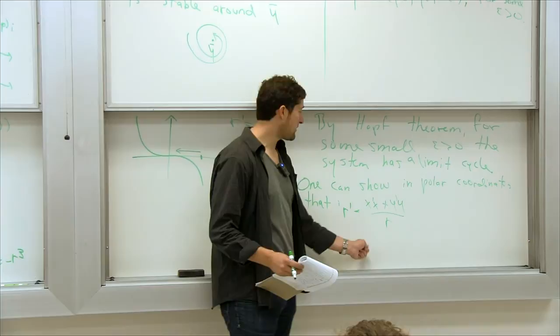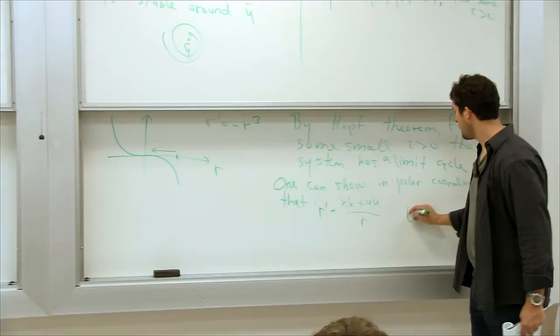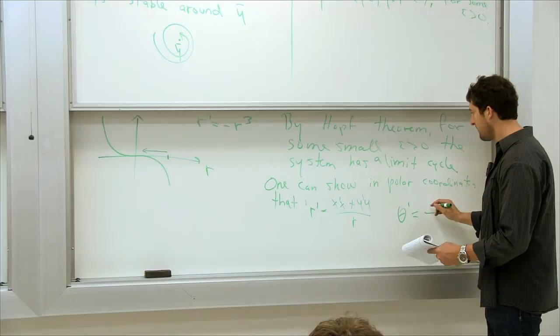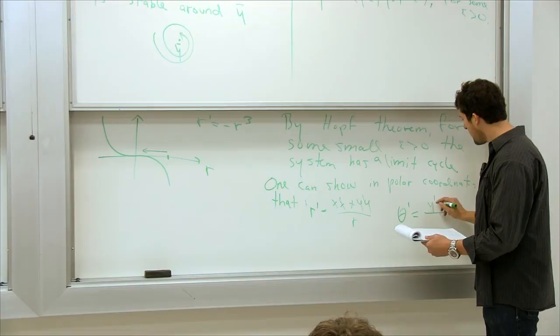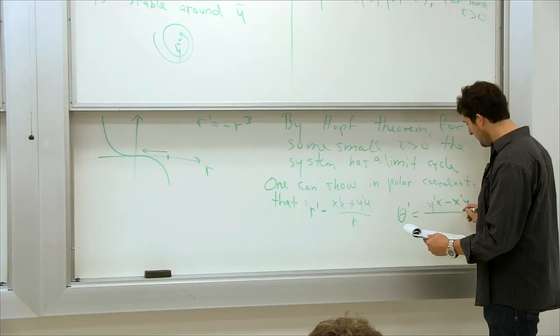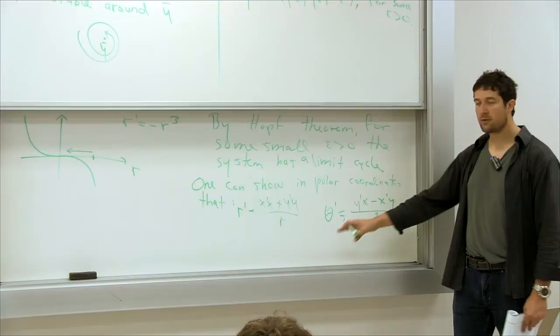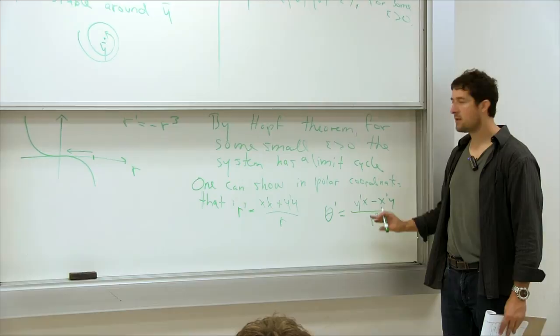For any system, you can do this, right? So in the same way, you can prove that theta prime is equal to y prime x minus x prime y divided by r squared. This is in general, not just for that case. Okay? Now let's apply that just for kicks. What happens when we do that for that particular system?